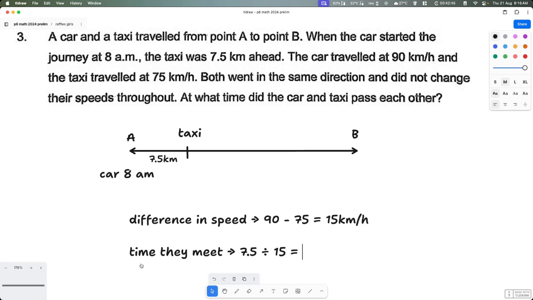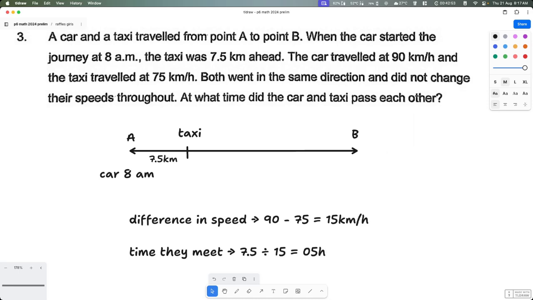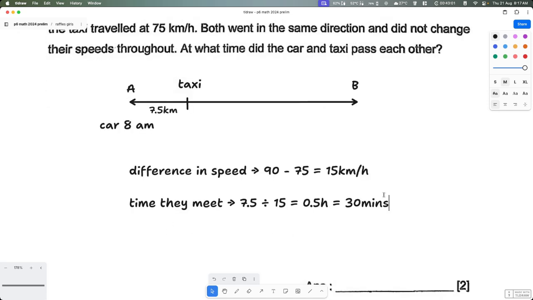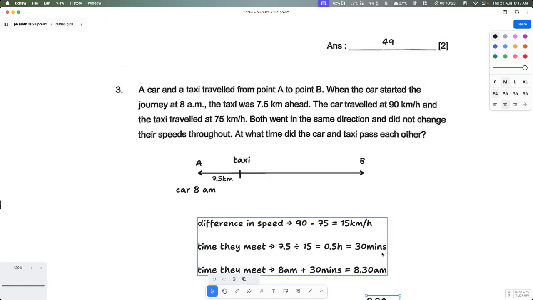7.5 divided by 15 is 0.5. 0.5 hours is also equal to 30 minutes. So the time they meet again is 8 a.m. plus 30 minutes, which is equal to 8:30 a.m. All right, that's it for this question. Let's move on to the next question.